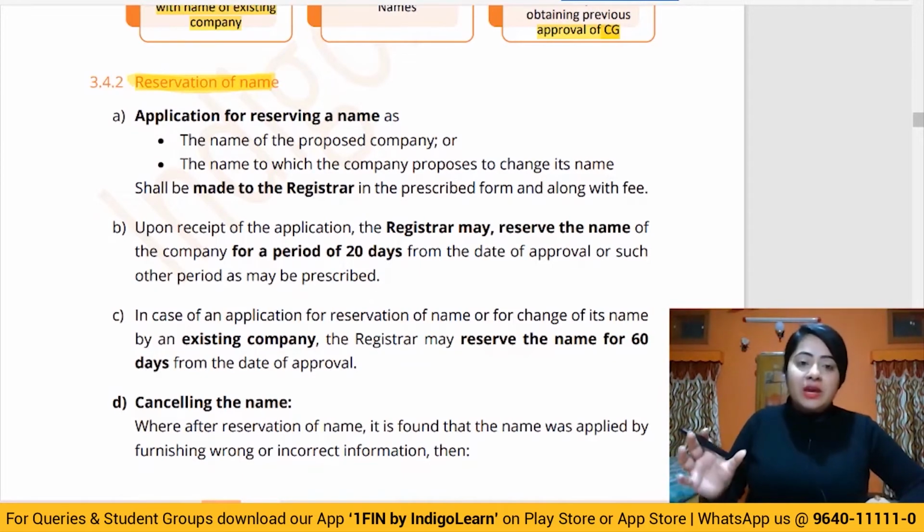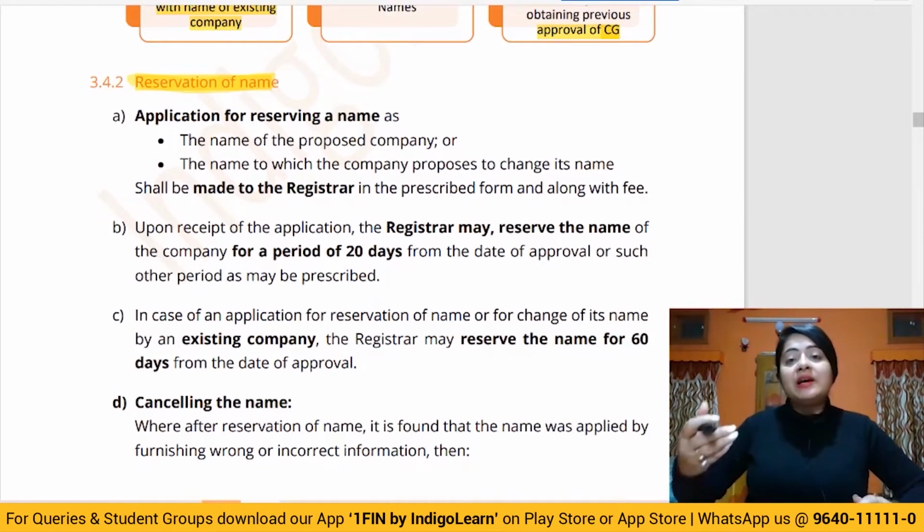Apart from that, we also have to check. How are we going to know if the company's name is similar or identical to any other company's name? There are so many companies in the country. So we have to reserve a unique name. For that, we'll have to go to the MCA site and use the SPICe Plus facility. We'll have to reserve a name, whether it is a new company or an existing company which wants to change its name. For both, we'll have to reserve a name.